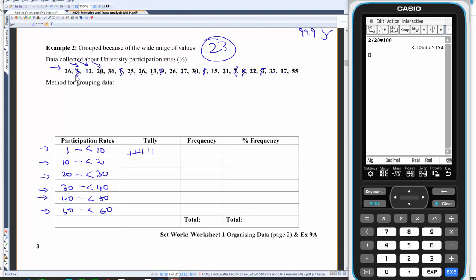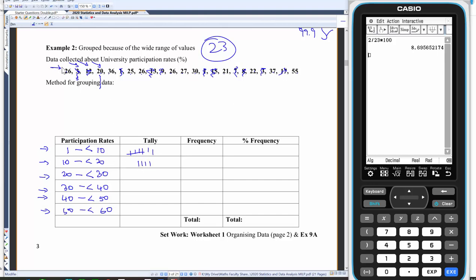Now let's get 10 through to 20. See this one here, 20? That's on the fence. This says 10 through to less than 20, so 20 doesn't belong to this group. This is less than 20, so 20 belongs in the next group. So we're going to ignore 20 here. We're still on 1, 2, 3, 4.